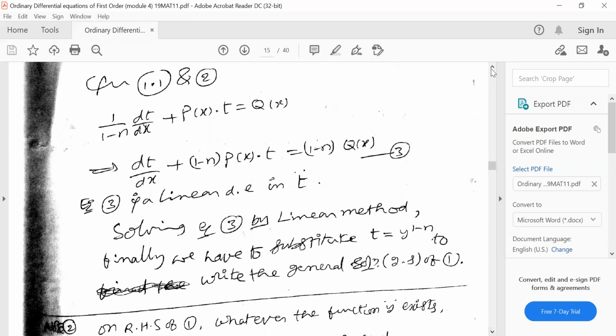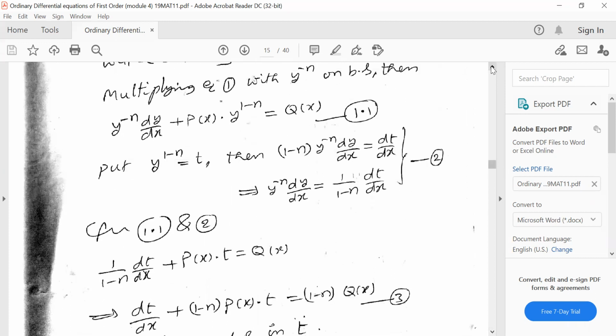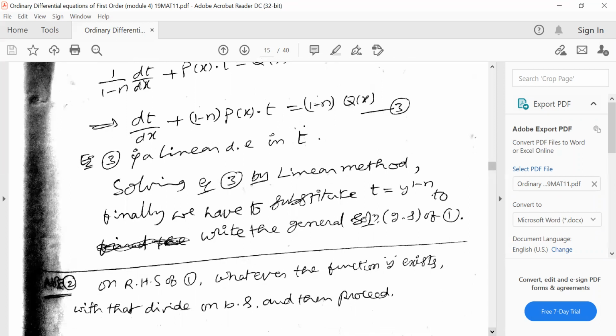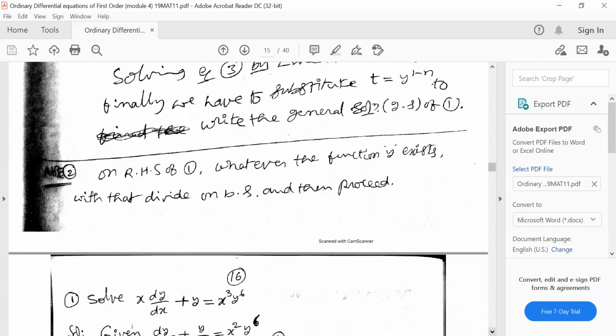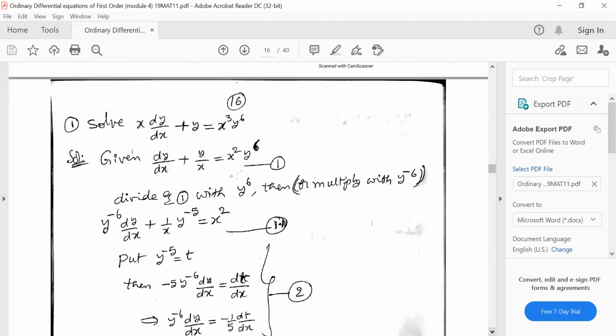So you can see in the previous step, put y power 1 minus n is t. That means we have to write it back again. So at the end, we will put back y power 1 minus n as t. So that finishes the solution. On the RHS, whatever function of y exists, that is the hint given. So any other function of y that exists other than x, we just divide with that on both sides and then proceed. That is one of the simple observations if the problem suggests it.